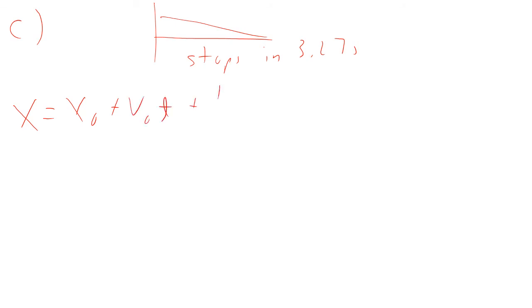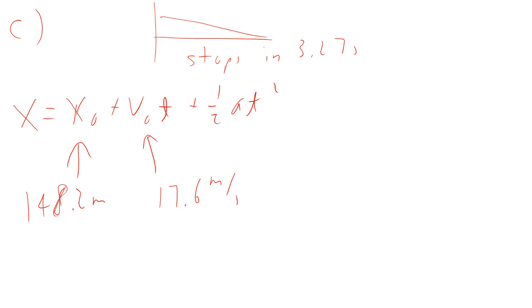Now, part C, it's slowing down. So it's stopping, and it stops in 3.27 seconds. So x is x naught plus v naught t plus 1/2 at squared. So x naught, that's going to be pretty straightforward. X naught is the 148.2 meters. That's how far it was from the origin. V naught is how fast it is at the beginning of part C. So that's going to be 17.6 meters per second. T, we've got that.